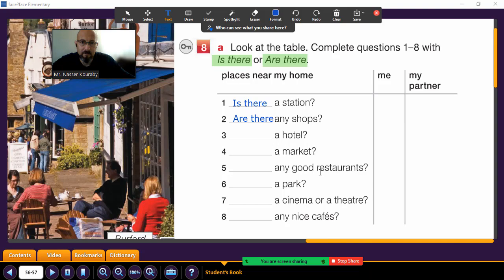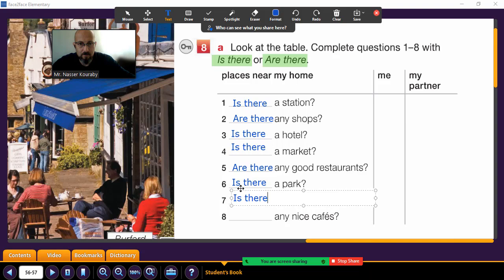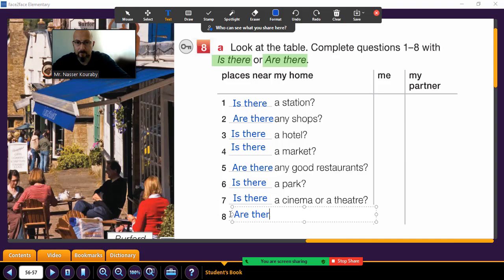Okay, now let's write together. A hotel. Is there. A market. Is there. Any good restaurants are there. A park. Is there. A cinema. Is there a cinema or a theater? A nice cafe. Any nice cafes are there? Okay. Now, ask yourself.